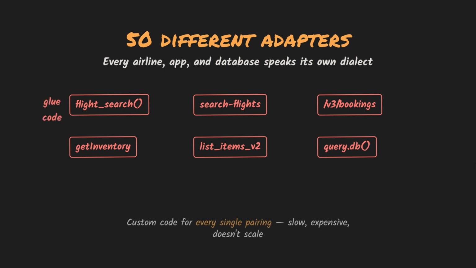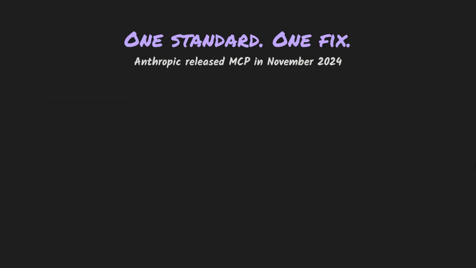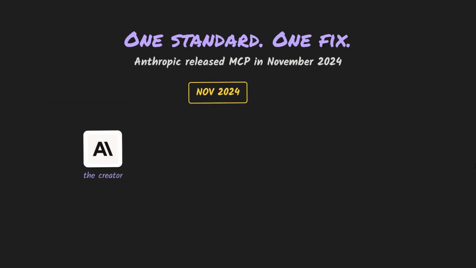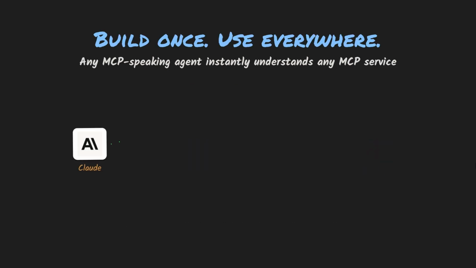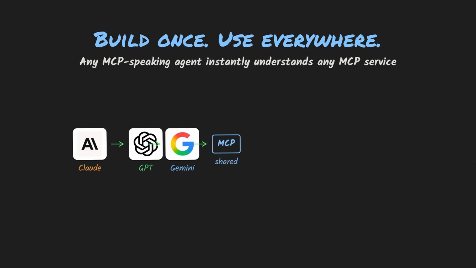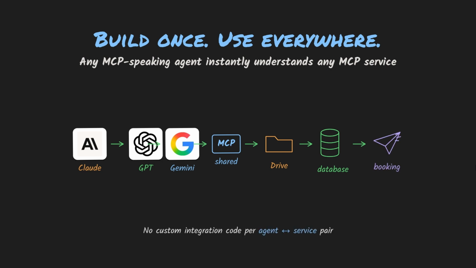Anthropic looked at this mess back in November 2024 and released Model Context Protocol as an open standard to fix it. The idea is simple. Instead of every developer writing custom glue code for every single API, you build one MCP server for your service following one shared format. Any AI agent that speaks MCP can now understand and use that service instantly without anyone writing custom integration code for that specific pairing.